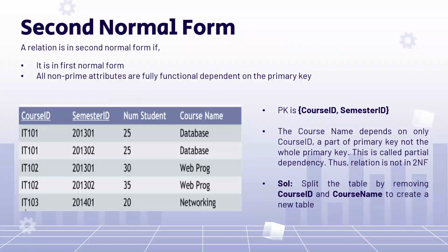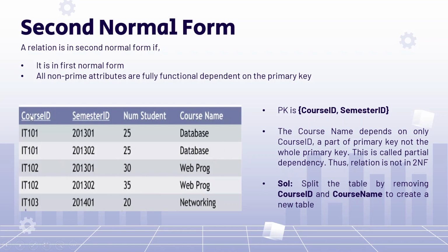So here a table is said to be in 2NF if these two conditions are satisfied. That is, it should be in first normal form, and all non-prime attributes are fully functionally dependent on the primary key. That means there should not be any partial dependency existing. If there is no partial dependency existing in the table, then we can say that the relation is in 2NF form. Now see this table.